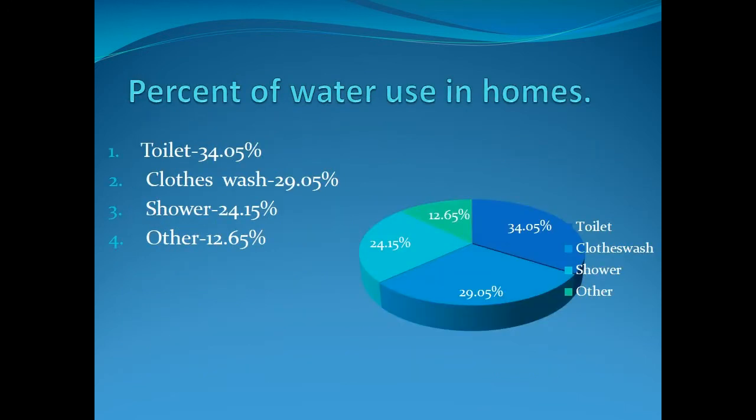Percent of water used in homes. Toilet 34.05%. Clothes wash 29.05%. Shower 24.15%. Other 12.65%.